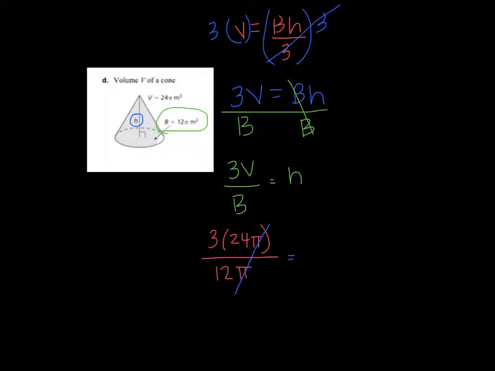And then all we have to do is finish our computation. We know that 3 times 24 is 72. So we have 72 divided by 12. And when you do 72 divided by 12, you find out that your height had to be equal to 6 meters.